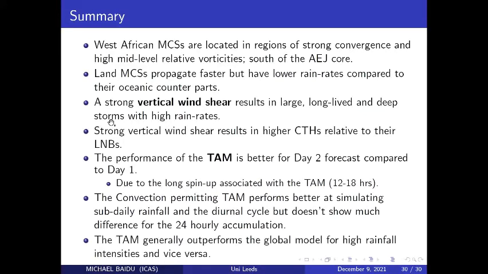And then the global model is able to simulate more work best for lower rainfall amounts, whilst the tropical or the TAMP model is able to give us a good forecast for higher precipitation. He pointed out some other things for us to note as forecasters.